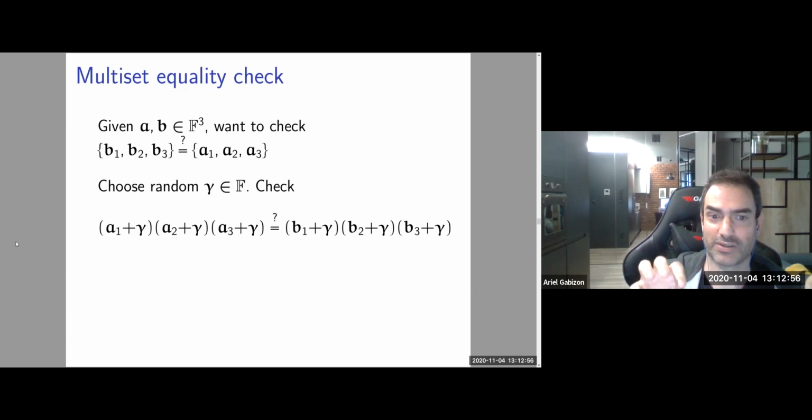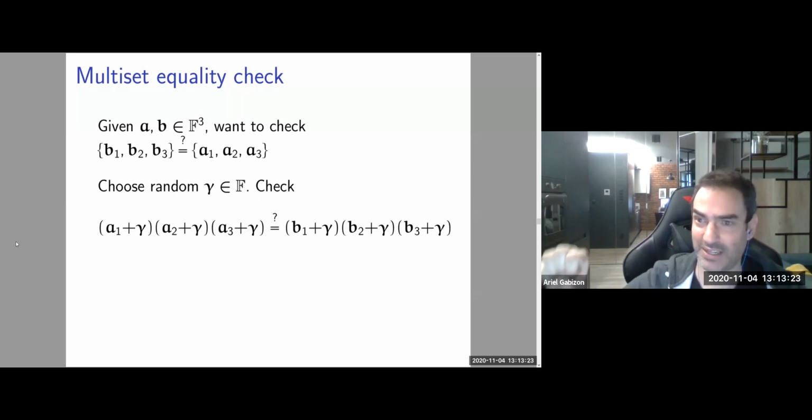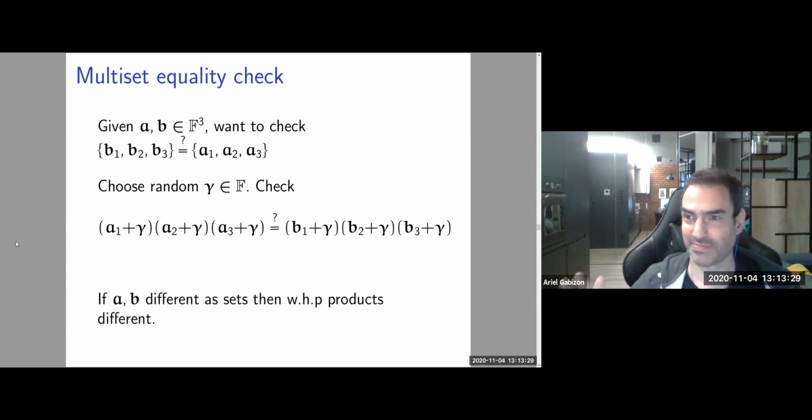Because say I choose a random gamma. The products of the A's and B's can be the same even if they're different multisets. But if I choose a random gamma and I compare the product of the A's and B's shifted by gamma, then if they're different as multisets, it's like I'm evaluating different polynomials at a random gamma, and I will get a different product. They'll be different with high probability.